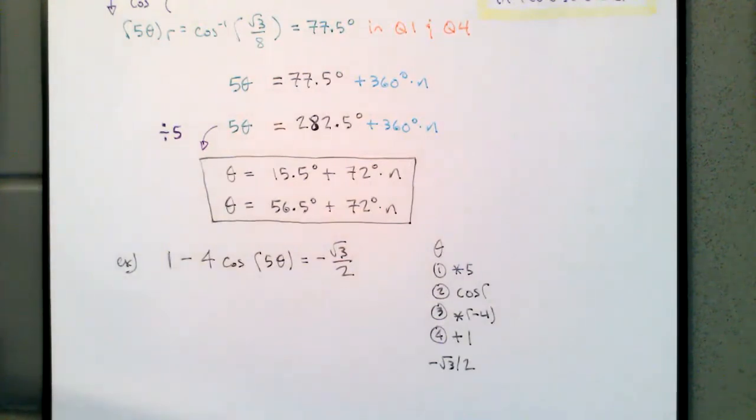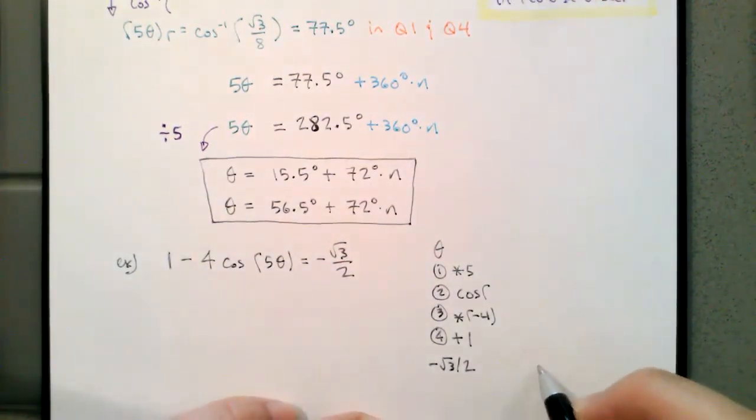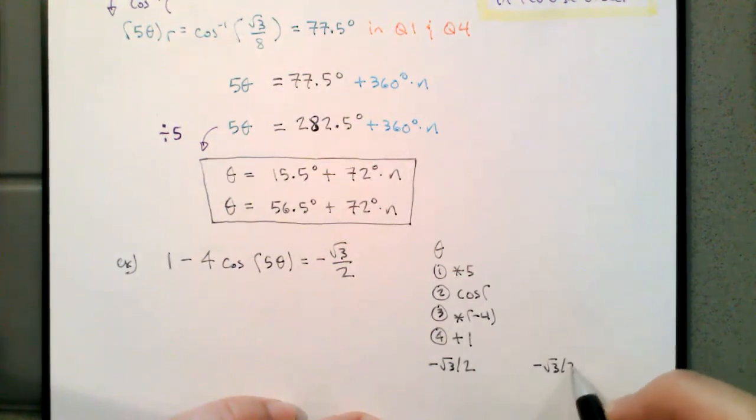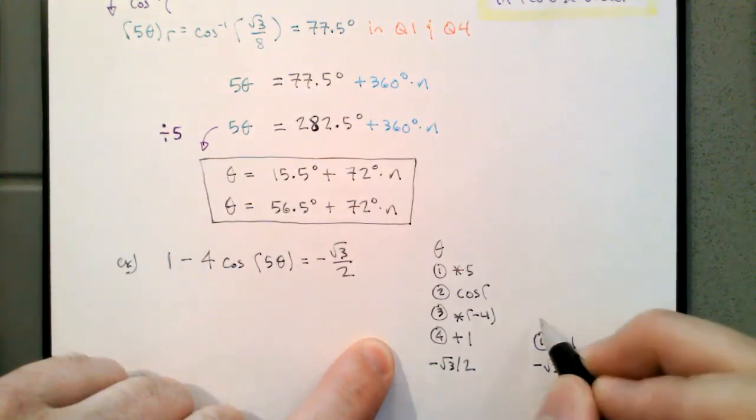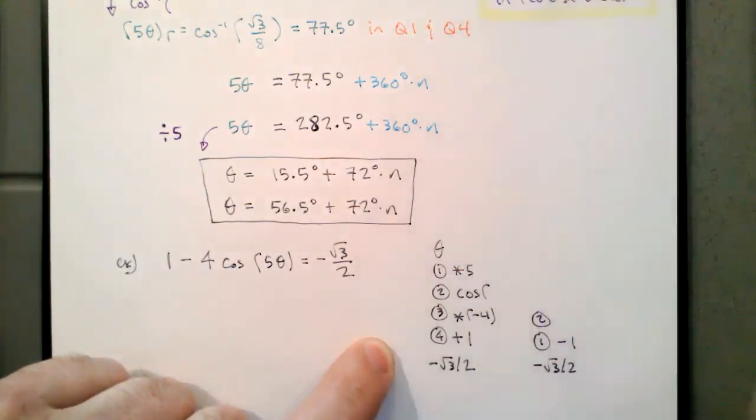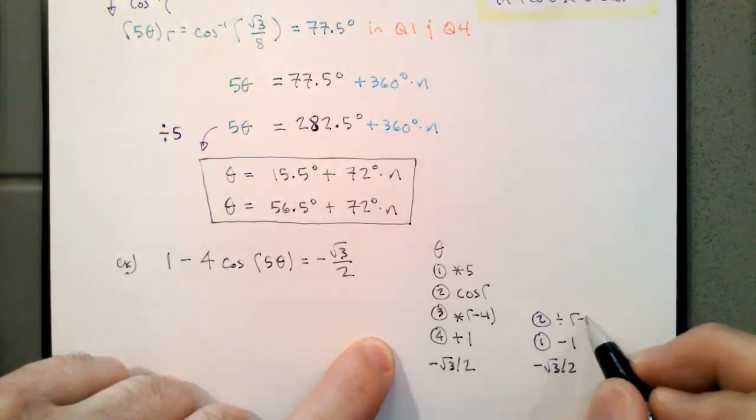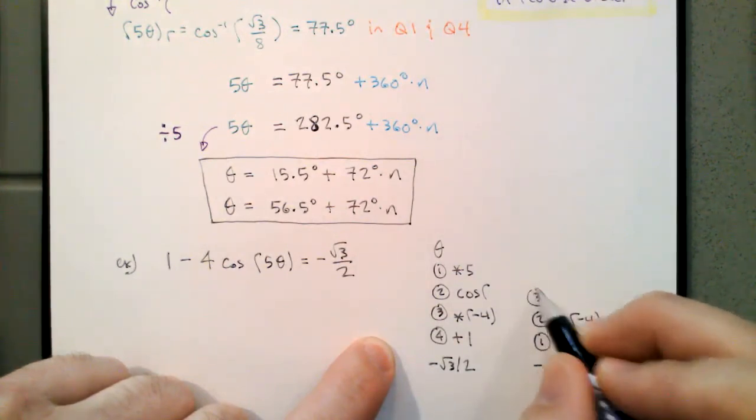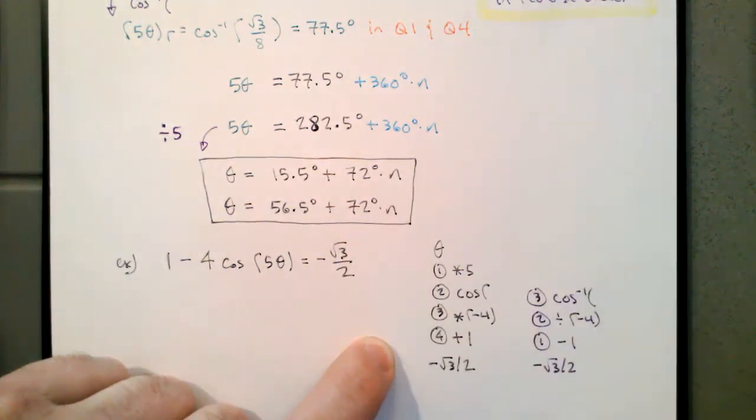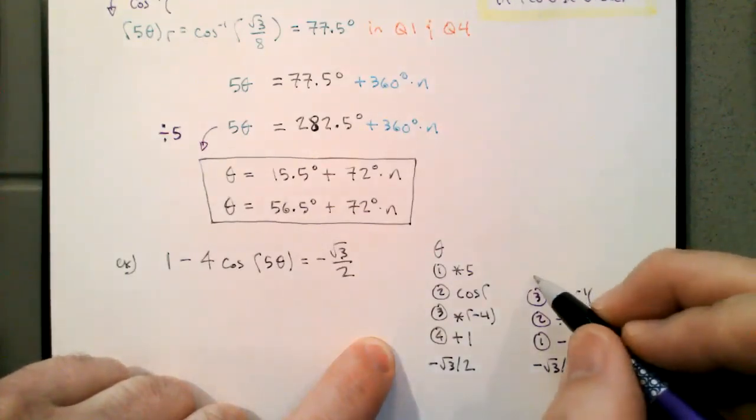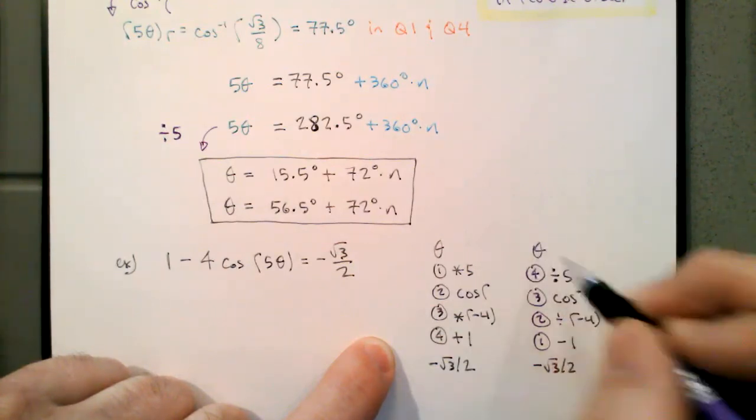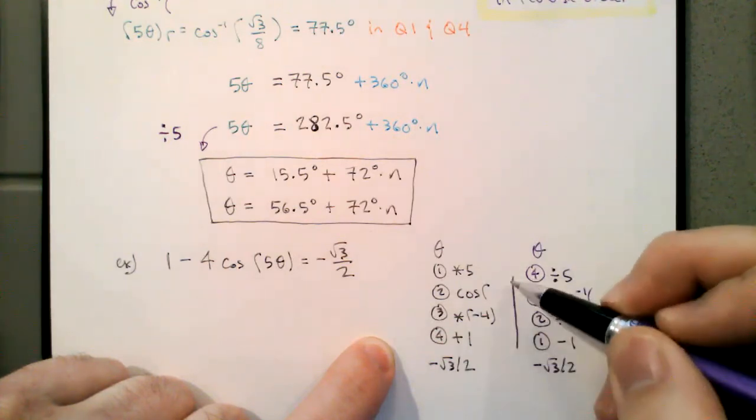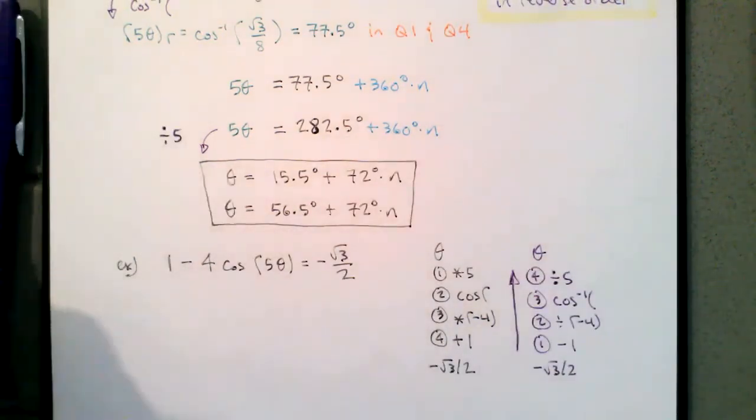So if I want to come up with a plan that'll turn negative root 3 over 2 back into theta, first, we're going to have to undo this plus 1 with a minus 1. Second, we can do the plan that we had before. We can divide by a negative 4. Third, we'll do the cosine inverse thing. That has 3 steps: reference angle, quadrant, period. And then finally, we'll divide by 5. So that's our inverse operations in reverse order.